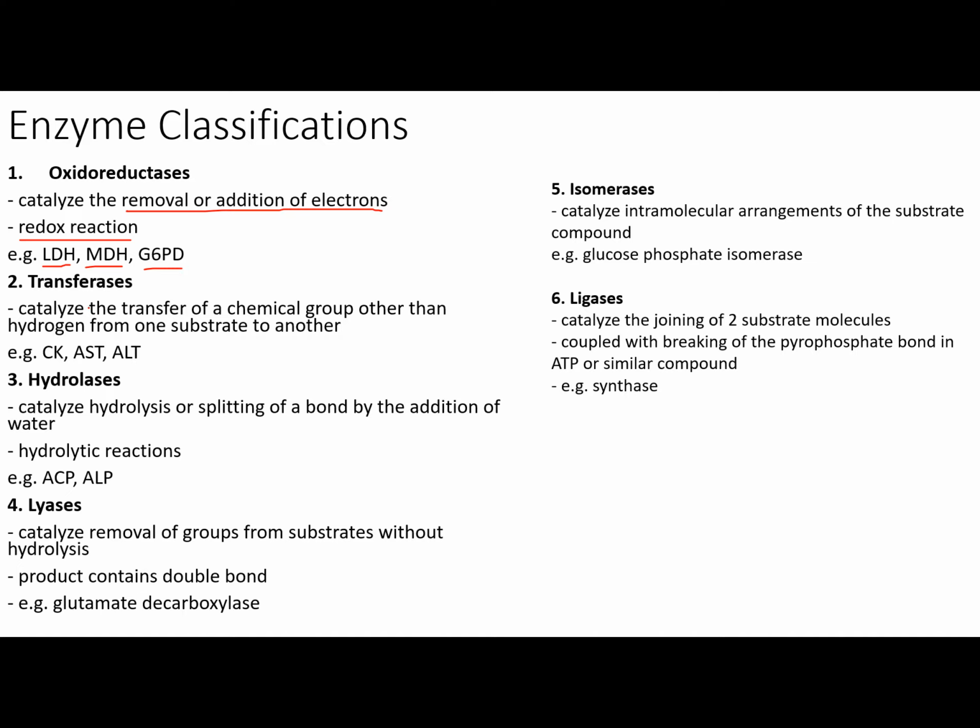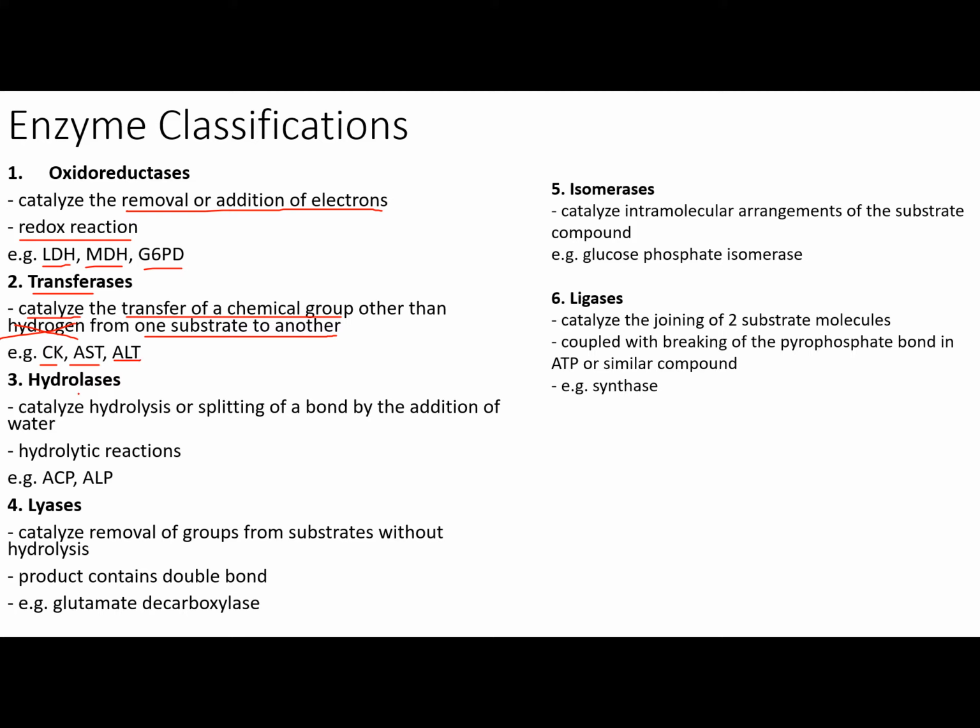Now, the second classification, class, are your transferases. Transferases, from the word transfer, catalyze the transfer of a chemical group other than hydrogen from one substrate to another. So let's have a recap, class. For oxidoreductases, removal or addition of electrons. If transferases, transfer of a chemical group other than hydrogen, class. So hydrogen is not being transferred from one substrate to another. So please remember, hydrogen is not being transferred in transferases. Enzymes belonging here are your CK, AST, and ALT.